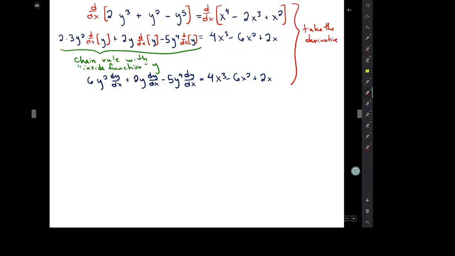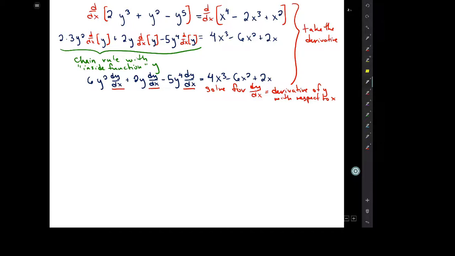And I have this term dy/dx that appears in all three of these terms. I want to solve for that, and that is my derivative of y with respect to x. So we want to solve for dy/dx, because this is the derivative of y with respect to x. And that's what we're looking for. We're looking for this derivative.